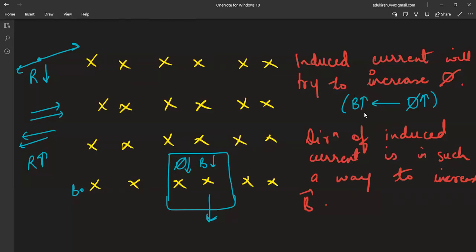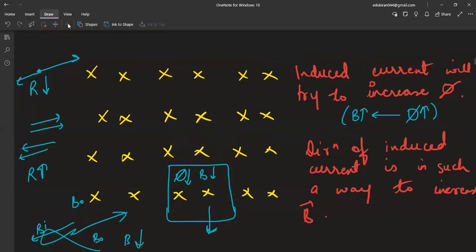So if I want to increase the magnetic field, this is my aim. If I want to increase the magnetic field, direction of induced magnetic field should be in this direction only, along the direction of the original magnetic field. See, where is the original magnetic field? Original magnetic field is pointing inwards. If I take the direction of induced magnetic field as outwards, that will decrease the magnetic field because we'll be subtracting them. So this is not valid. This is incorrect.